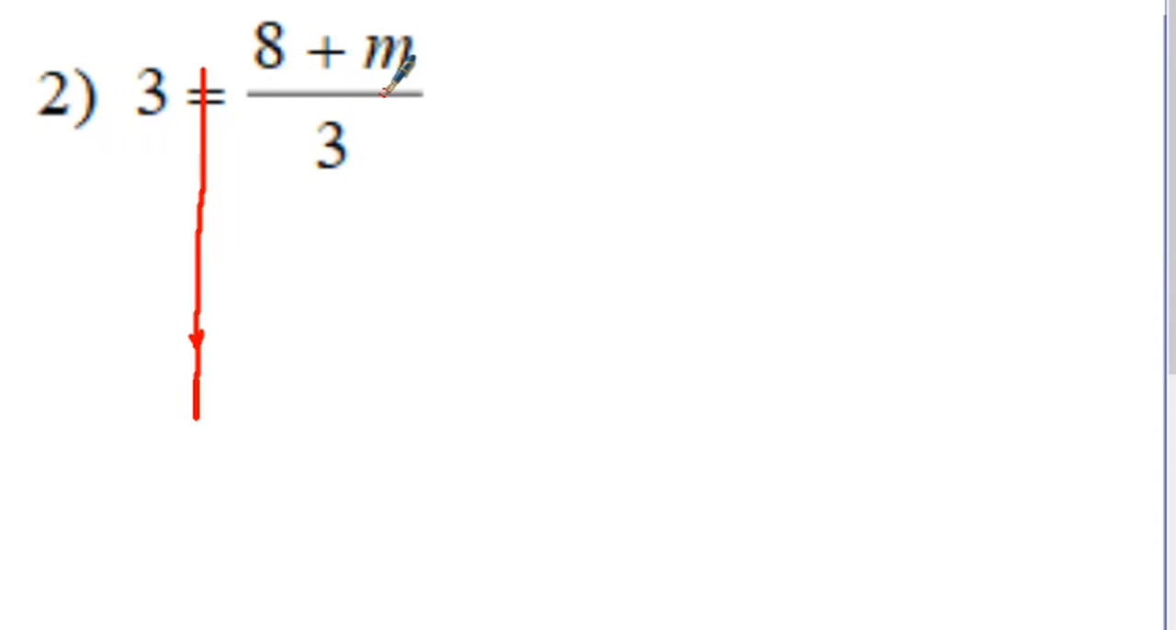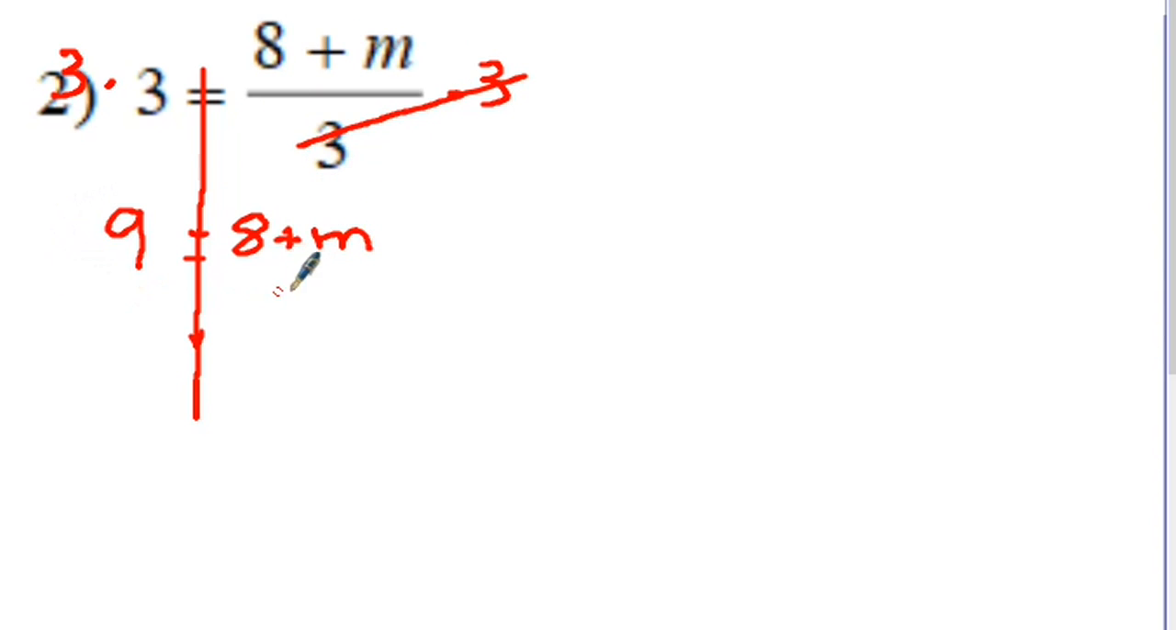So we want to look at this as dividing by 3. So the opposite of dividing by 3 is to go and multiply both sides by 3. And if I do it on the right, I must do it on the left. So what that's going to do is eliminate my 3's here on the right. And then I have 3 times 3 on the left. So that gives me 9, so I'll bring that down. And then on the right side, I have 8 plus m. Okay, so we've successfully gotten rid of our fraction.